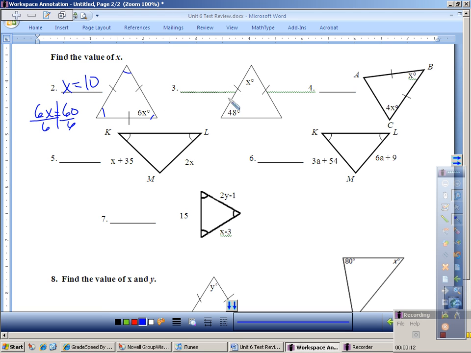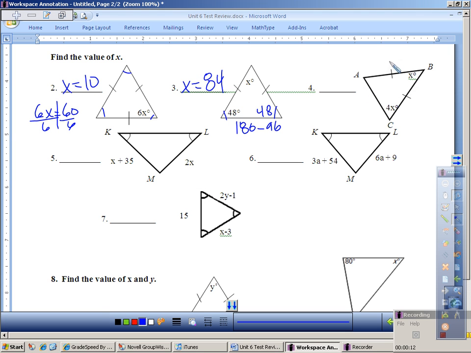In this one, I see it's isosceles, which tells me that these base angles would be congruent. I know the sum of the interior angles of any triangle is 180, so I have 180, and I'm going to subtract 96 for the two angles at 48, and that leaves me with x equals 84.